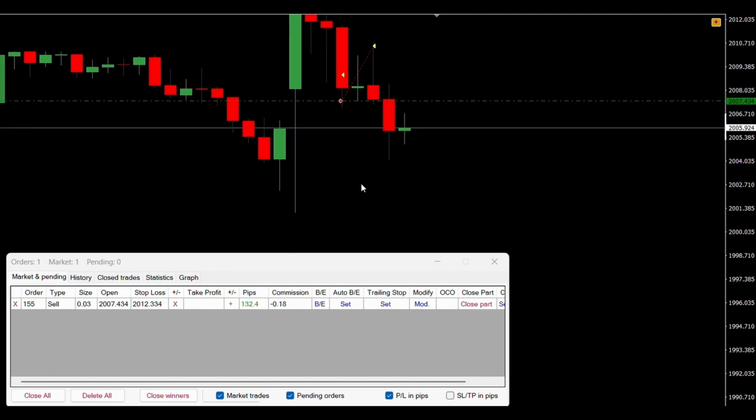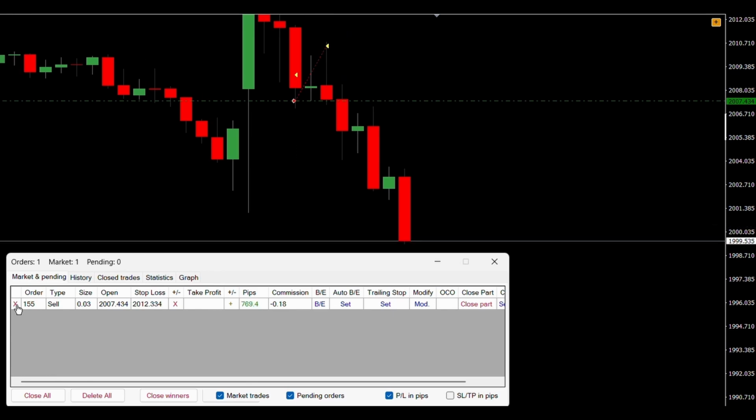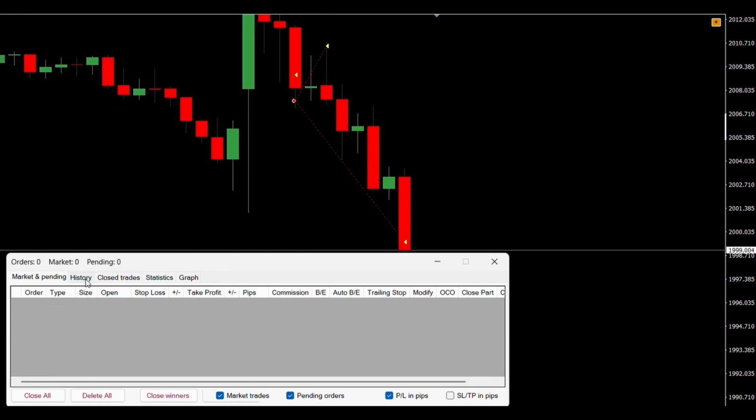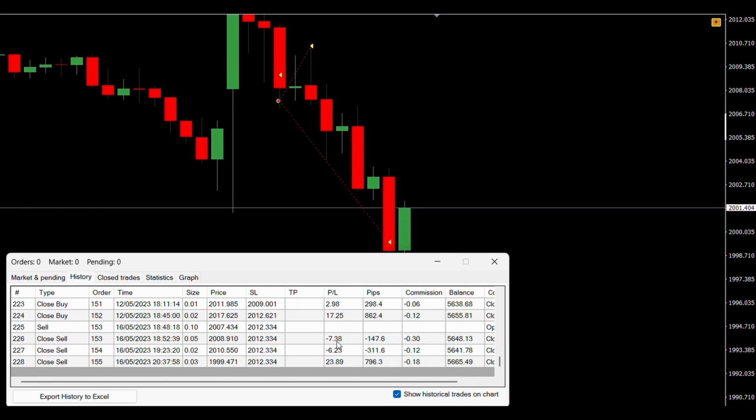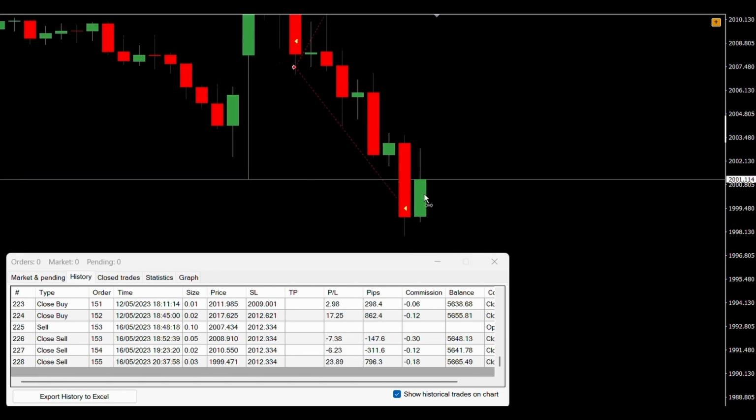Look, price reached our target area. So I am closing the total position here. Let's see the results. Look, I lose only $13 and our runners gave $23. Finally, we are in profit.